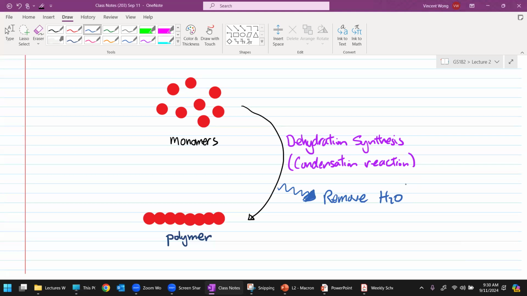Now, let's say I have 4 monomers, okay? And I want to connect them together. How many water molecules will be removed in this reaction? Show me the finger. Okay, how many water molecules do we need to remove to connect these 4 monomers together? Good. Try again. Too many. Try again. Not quite.